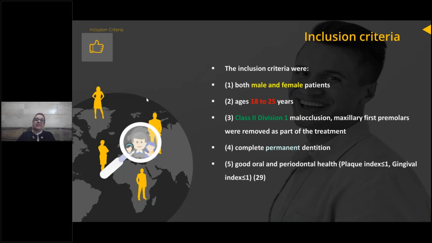Inclusion criteria were both male and female adults, aged from 18 to 25 years, class 2 division 1 malocclusion, maxillary first premolars removed as part of the treatment, complete permanent dentition, good oral and periodontal health.